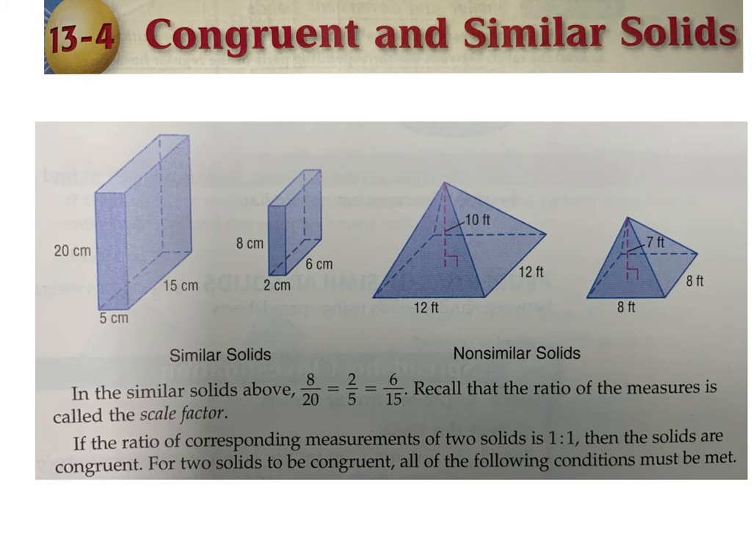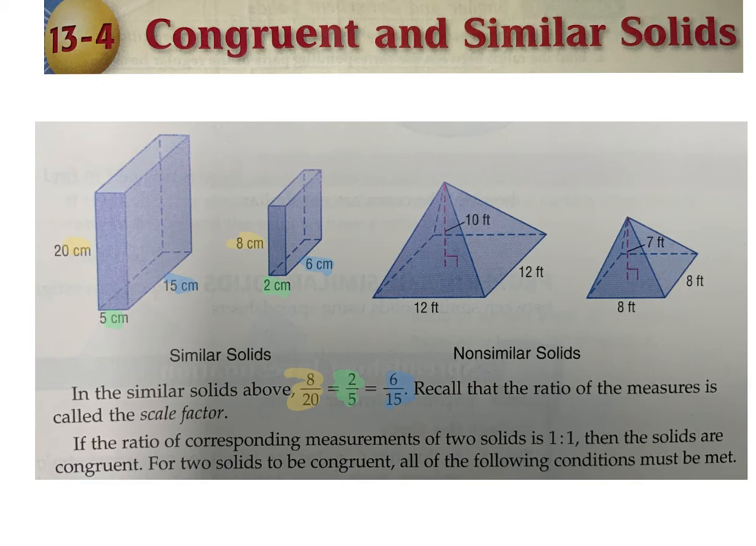If you were to set all of these up, 8 over 20, comparing side to side, and then we have 2 over 5, and then we have 6 over 15. If you were to reduce all of those, you would get 2/5. Same ratio means that it is similar. So if all of your dimensions have the same ratio, then these are similar figures.